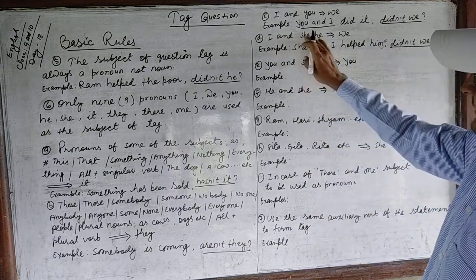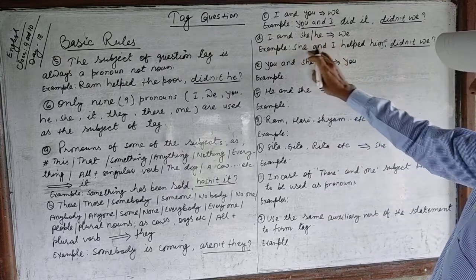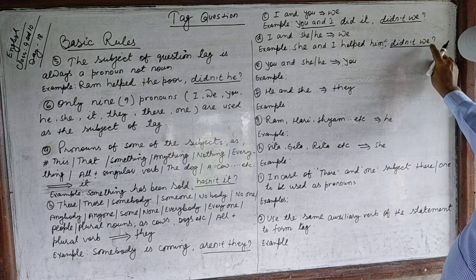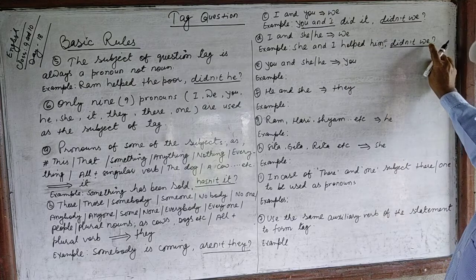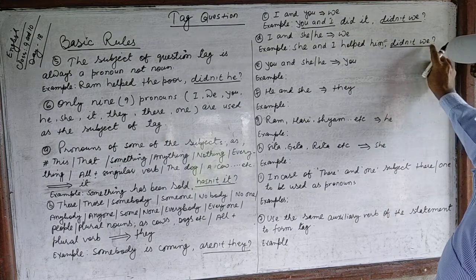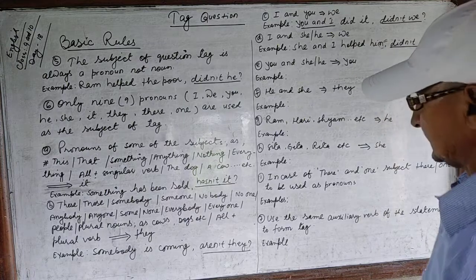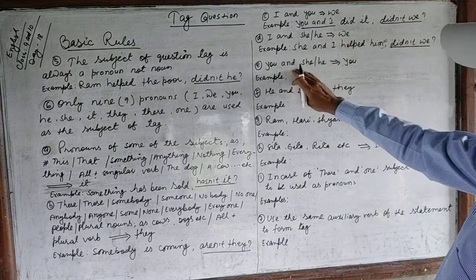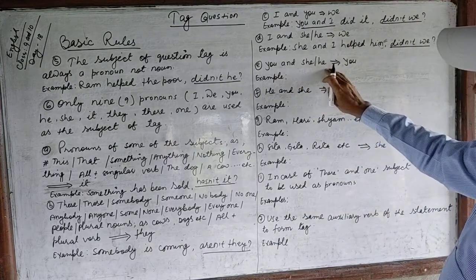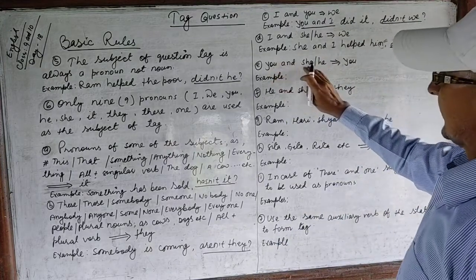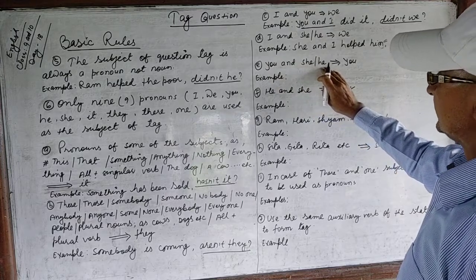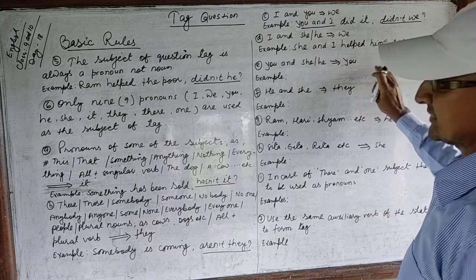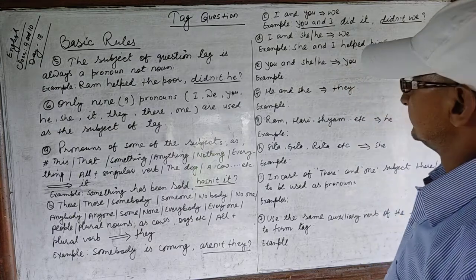If there is I and he or she in the statement as a subject, we write we as a subject of the tag. So didn't we is the tag. Let's see another rule. You and she or he. If there is you and she or he in the statement, we write you as a subject in the tag.